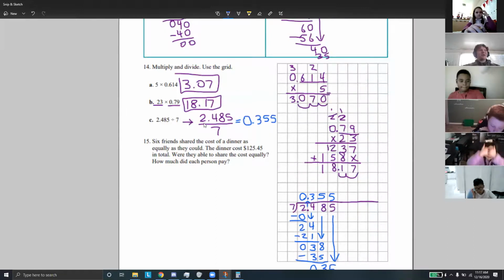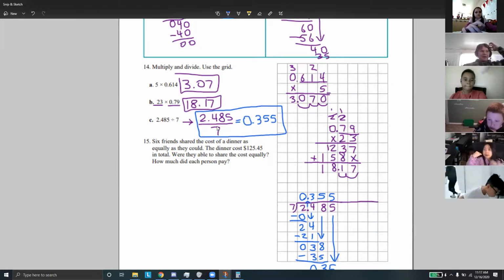Great. And so take a look, students. So this fraction 2.485 divided by 7 is exactly equal to 0.355. And so 2.485 is 35.5% of 7.